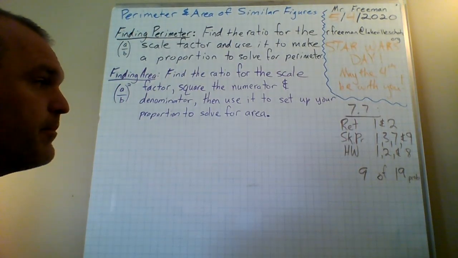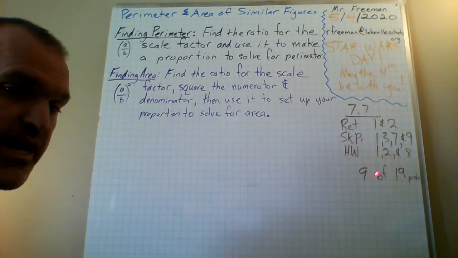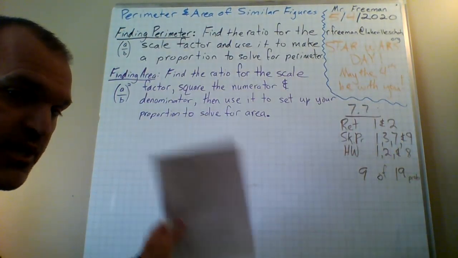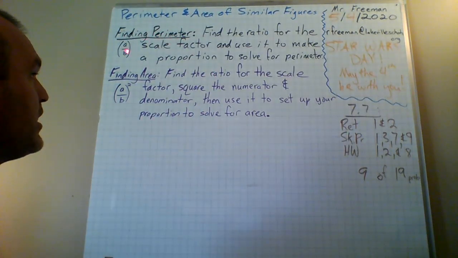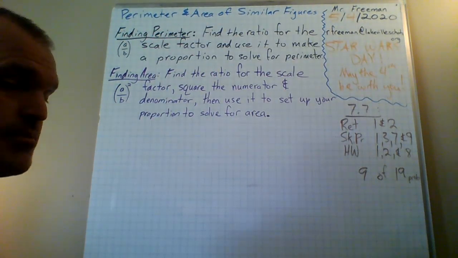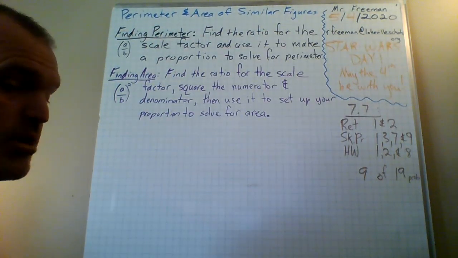Okay. For today, we're going to look at 2 problems from our reteach, which is all of them, 4 problems from the skills practice, and 3 problems from homework. That's going to be 9 of the 19 problems in your worksheet packet that you should be able to look at. We're talking about finding perimeter and finding area of the similar figures. All that is more proportions.